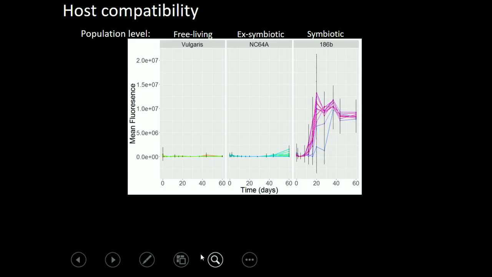The result of this was a clear re-establishment with the native symbiont. So it increased its fluorescence back up to the established levels. Very interestingly, it did still take a significant amount of time. It takes 50 days before it's at a steady, normal level, and 10 days before you even see a significant increase in fluorescence.